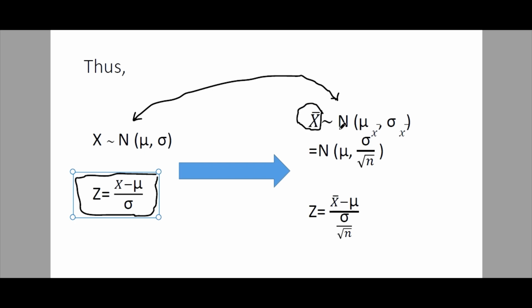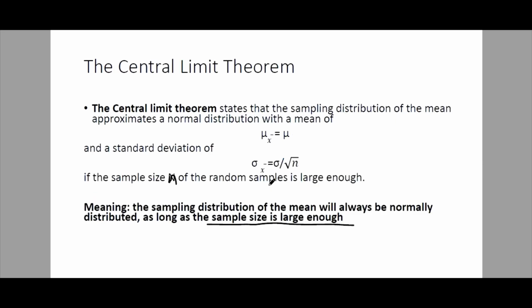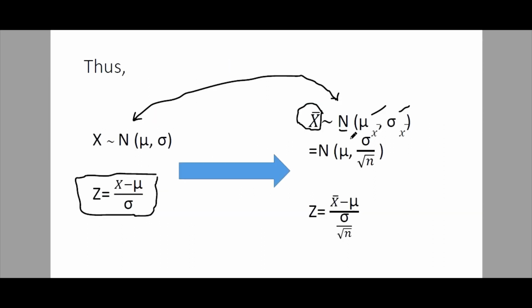This will be approximated, therefore, by the normal distribution with mean mu sub x bar and the standard deviation sigma sub x bar. So therefore, with this central limit theorem, mu sub x bar is equal to the population mean and sigma sub x bar is equal to the population standard deviation divided by the square root of the sample size n. Therefore, our formula now for our z will also change.